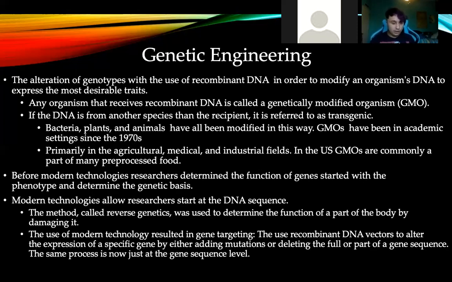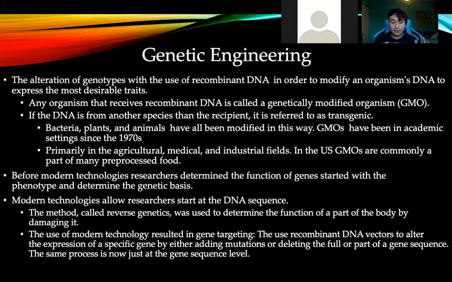Okay, so genetic engineering. Genetic engineering is the alteration of genotypes with the use of recombinant DNA in order to modify an organism's DNA to express whatever genes are most desirable. Any organism that receives recombinant or foreign DNA is called a genetically modified organism, or GMO. If the DNA comes from another species than that of the recipient, it is called transgenic. Bacteria, plants, and animals have all been modified in this way.